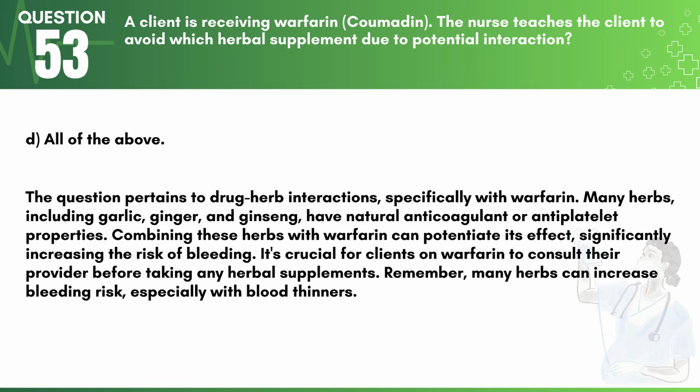Answer, D. All of the above. The question pertains to drug-herb interactions, specifically with warfarin. Many herbs, including garlic, ginger, and ginseng, have natural anticoagulant or antiplatelet properties. Combining these herbs with warfarin can potentiate its effect, significantly increasing the risk of bleeding. It's crucial for clients on warfarin to consult their provider before taking any herbal supplements. Remember, many herbs can increase bleeding risk, especially with blood thinners.